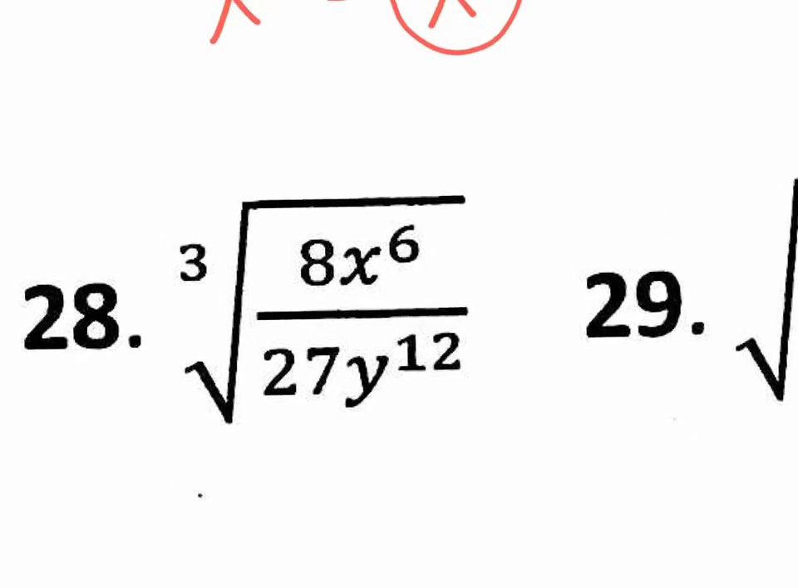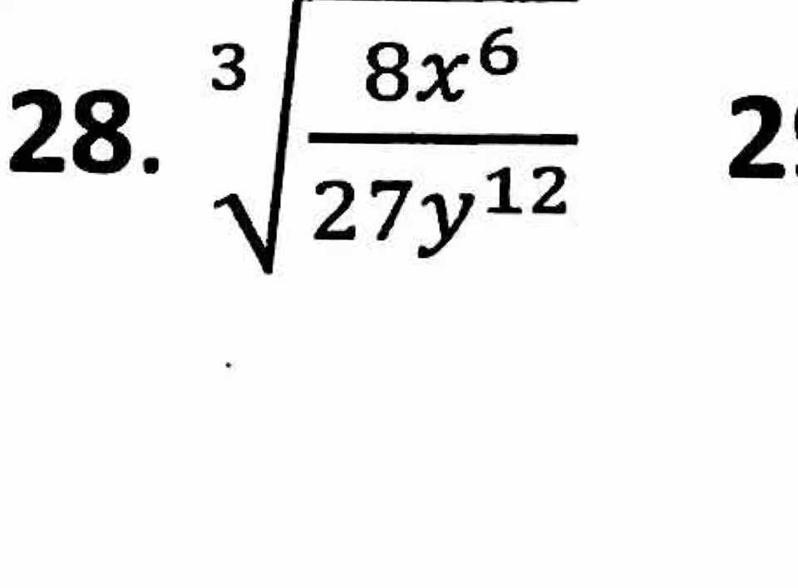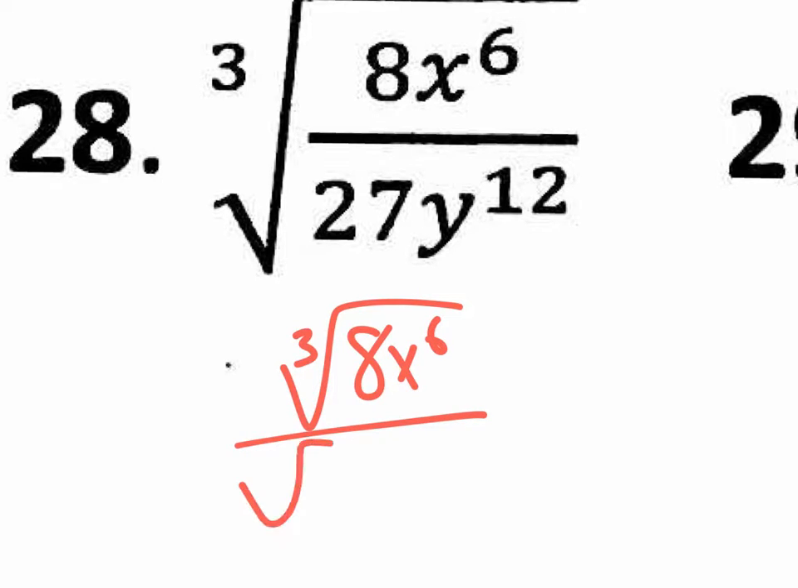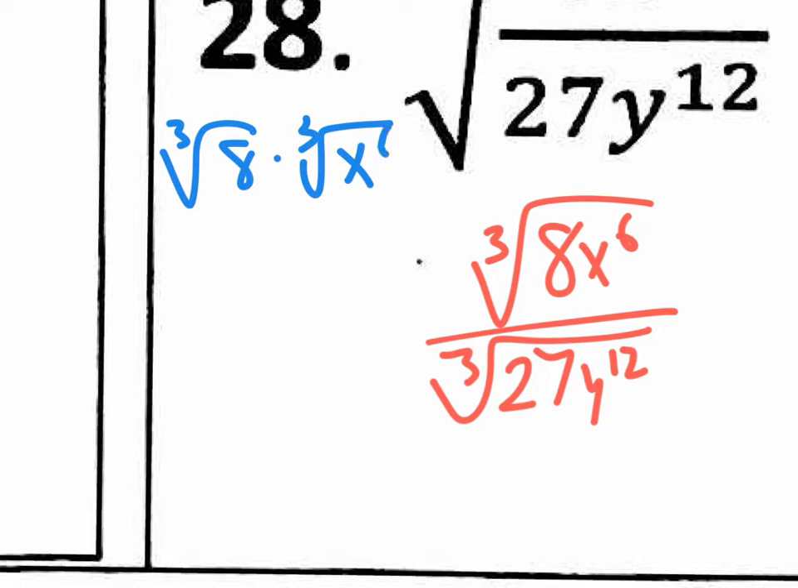Number 28. We're going to split that third root to the numerator and to the denominator. So we're going to have the third root of 8x to the 6th over the third root of 27y to the 12th. Now we're going to treat this like if it were two separate problems. The numerator, the third root of 8x to the 6th, I want to split it and make it the third root of 8 times the third root of x to the 6th.